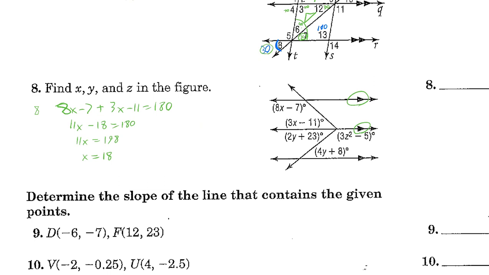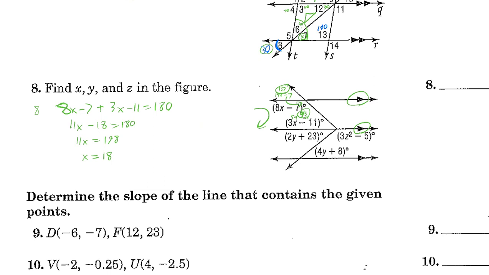So that would be 18 times 8, that's 144, minus 7, that's 137 degrees for this angle here. And then here we plug in 18, 3 times that is 54, minus 11, that gives us 43. And 43 and 137, when you add them up, does give us 180. So that worked out. That's nice.